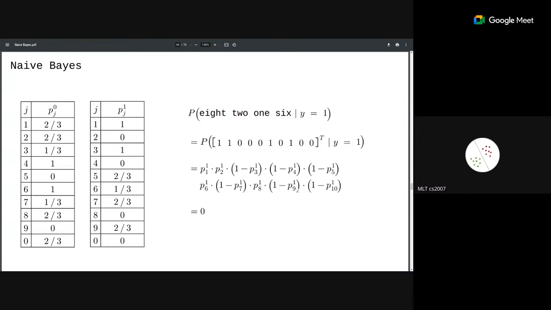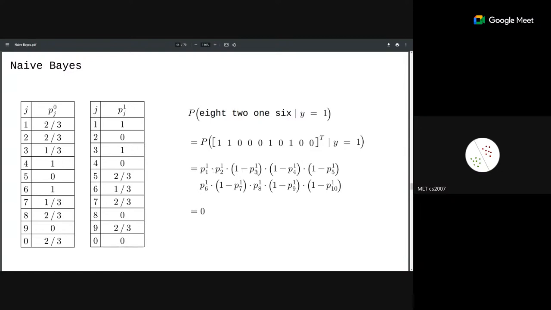Is everyone convinced about this? Yes, convinced. Okay, so this is the probability of observing this particular training example given class 1. Unfortunately or fortunately, depending on how you view it, this probability is 0. Okay, so why is this 0? You can just look at these values, right?